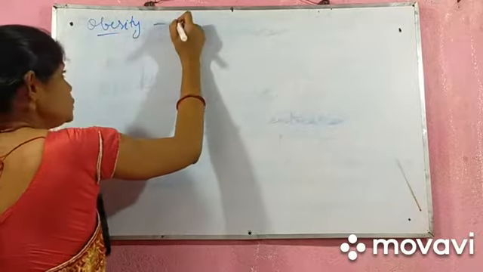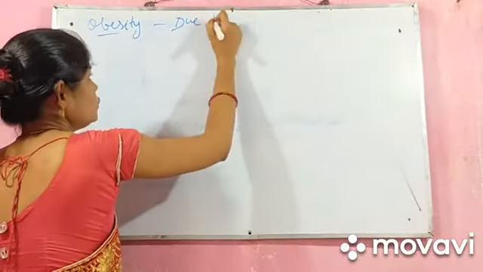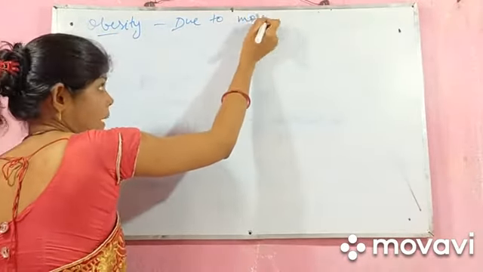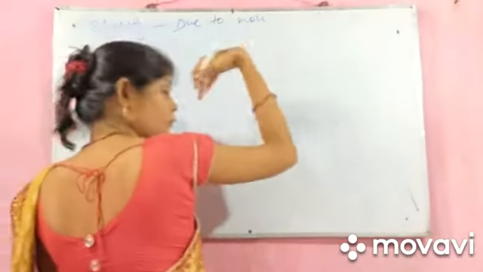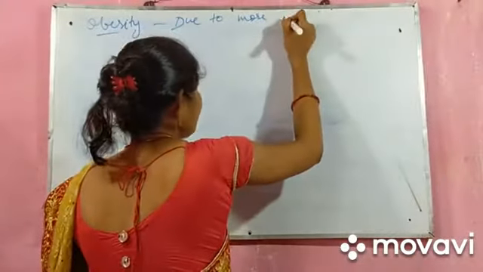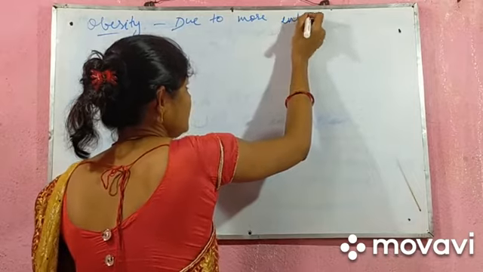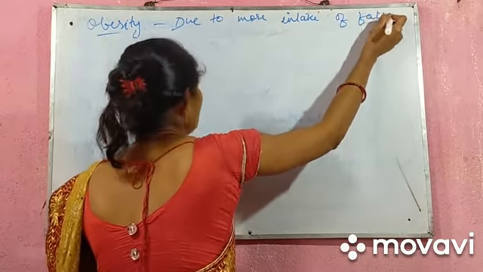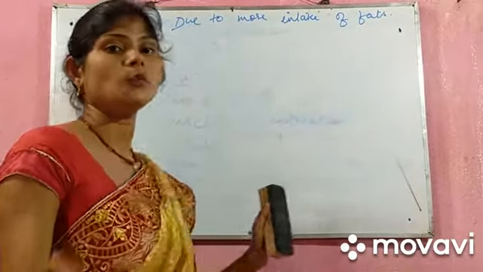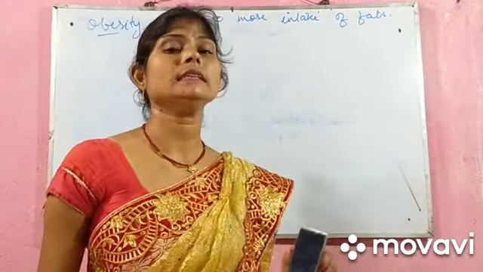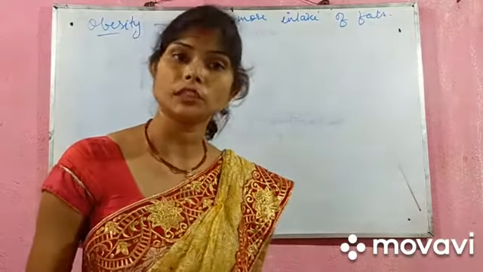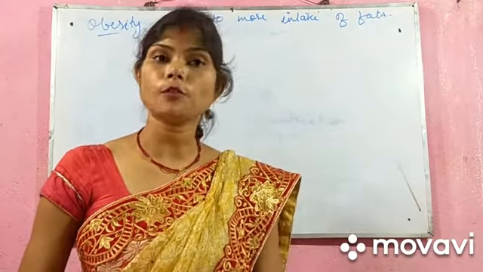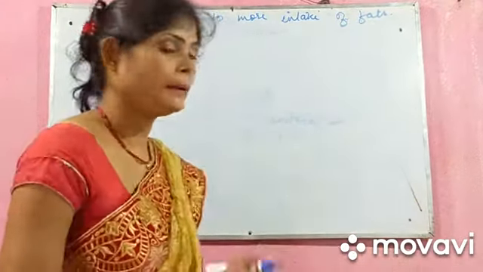So here comes another disease, obesity. It is caused due to more intake. Here it is not a deficiency. When we are taking more intake, what are we taking more of? Intake of fats. That means when a person is eating more and more fatty products, more and more junk foods, then the person is suffering from obesity. They are becoming fat.